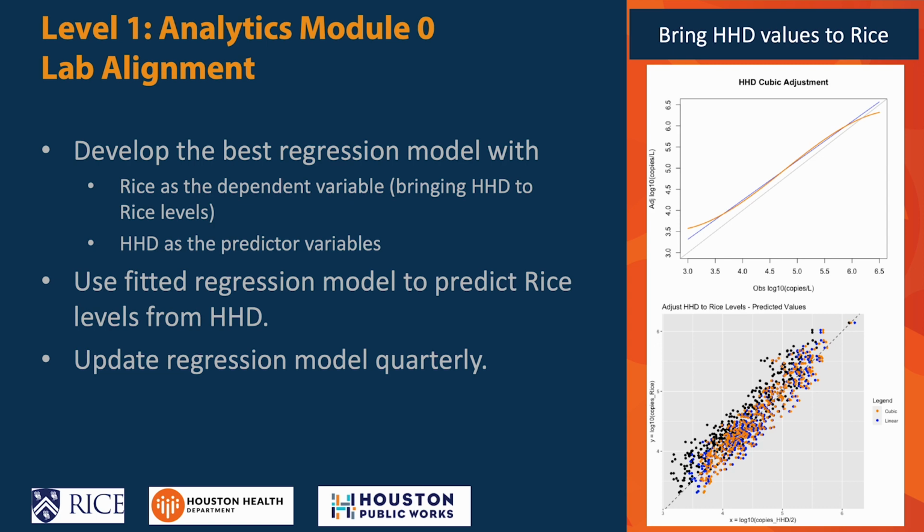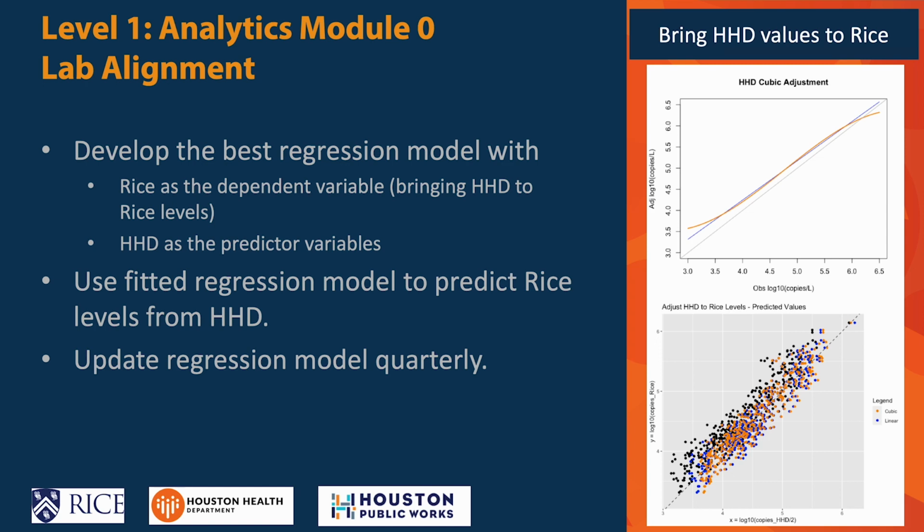With that covered, we then developed a regression model. As Rice was our initial lab, we used Rice as the dependent variable and the Houston Health Department lab as the predictor. So we are effectively bringing Houston Health Department to Rice levels. In the bottom right plot, the black points are the original measurements, with orange the results of the cubic regression and blue the linear regression. Black points, as you can see, are not perfectly aligned.